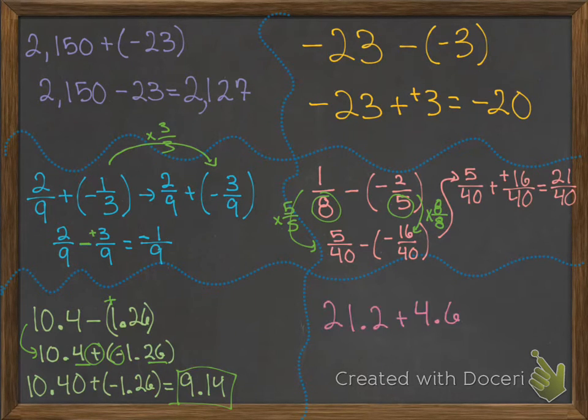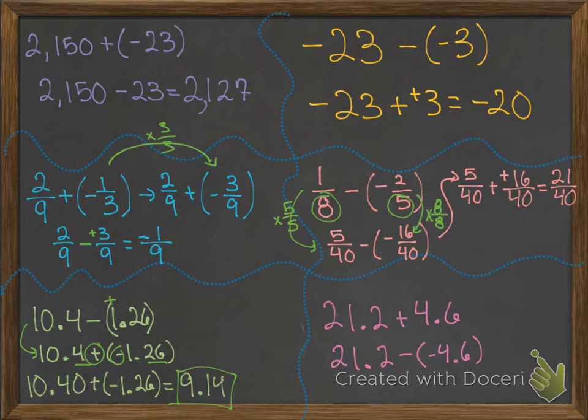Last problem, 21.2 plus 4.6. So just like how you can go from subtracting the negative is the same thing as adding a positive, you can go the other way too. Adding a positive, same thing as subtracting the negative. So I can rewrite 21.2 plus 4.6 as 21.2 minus negative 4.6.